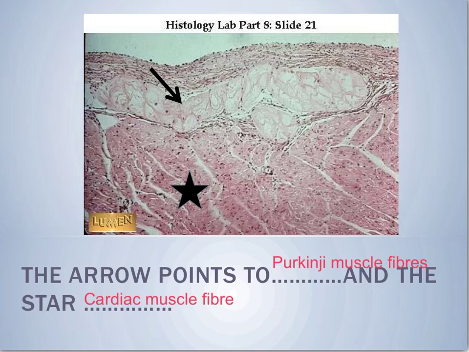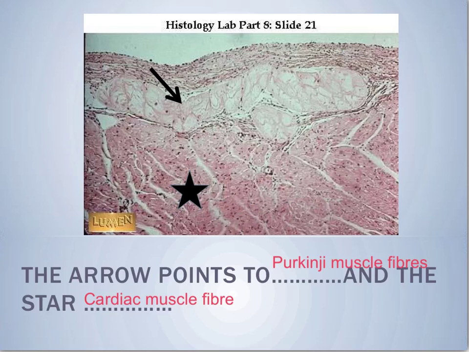Here is another picture which demonstrates a group of fibers which are paler than the surrounding fibers. This group of fibers is paler and appears to be rich in glycogen, and some of them have multiple nuclei, and they are present in the material of the cardiac muscle fibers, surrounded also by connective tissue. So it is a section in the moderator band, and the arrow points to the Purkinje muscle fibers, while the star points to the ordinary cardiac muscle fibers.